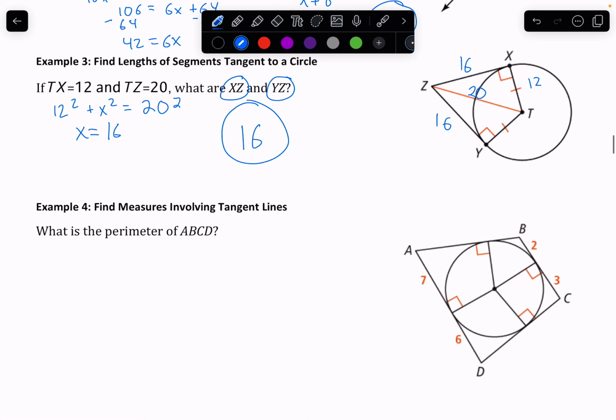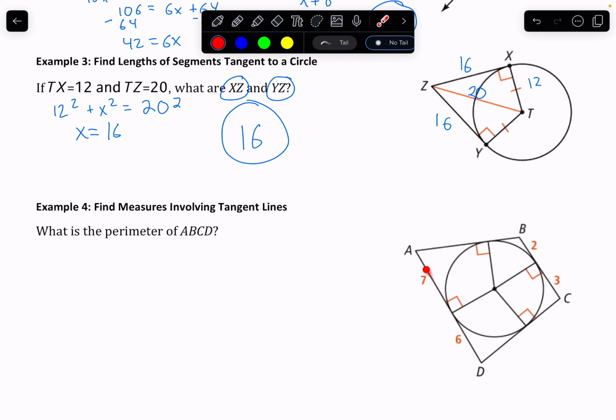Number 4, find measures involving tangent lines, another expression or application of the two tangent theorem. Here we're looking for the perimeter of ABCD. And if you'll notice, it looks a little bit complicated at first. But if I look at each of the points that I have in this quadrilateral, I'm noticing that I have two tangent lines from the same endpoint.